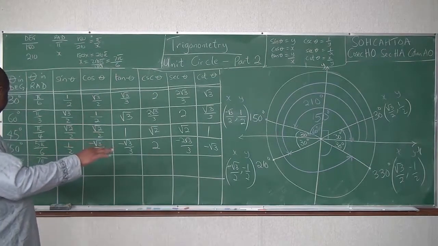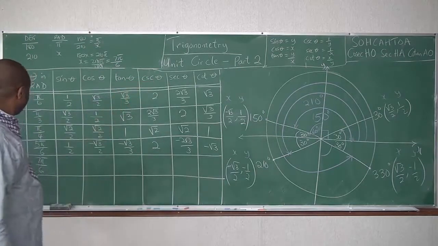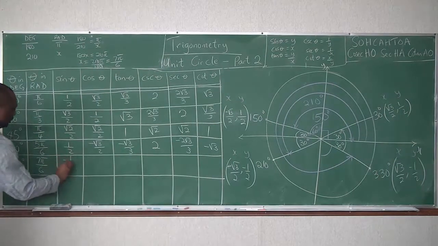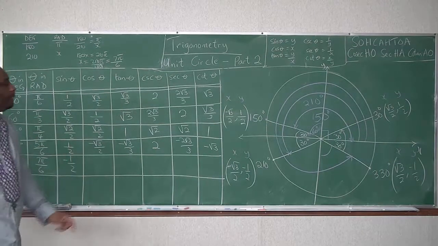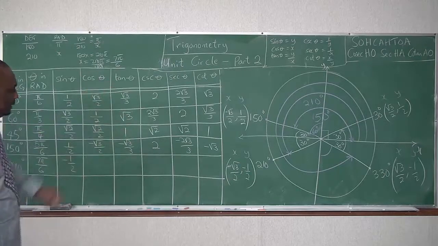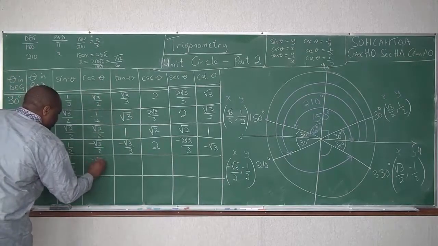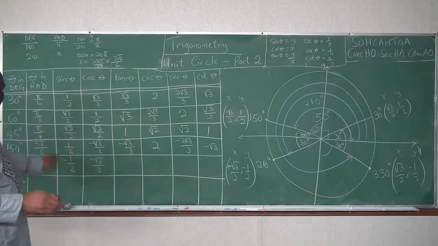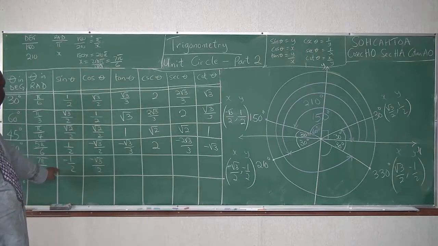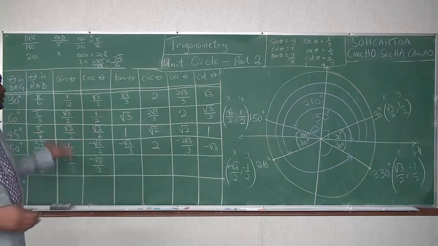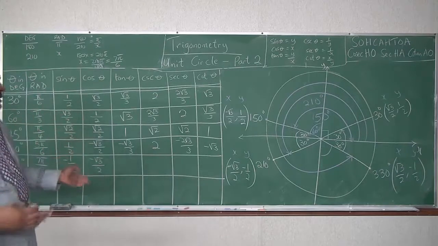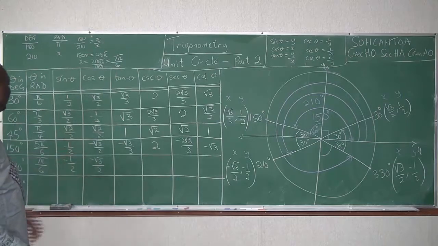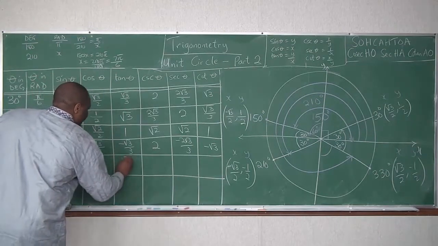Sine theta is y, and that is negative 1 over 2. Cos theta is x, which is negative root 3 over 2. Tan theta is this divided by this, so you have negative divided by negative. You don't need to waste time doing all this again. You see the equivalency there. Negative divided by negative will give you positive. This is root 3 over 3.